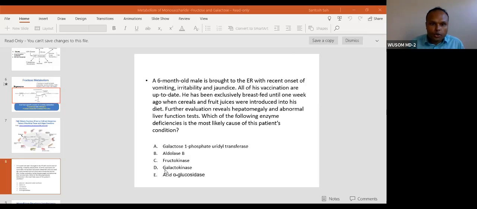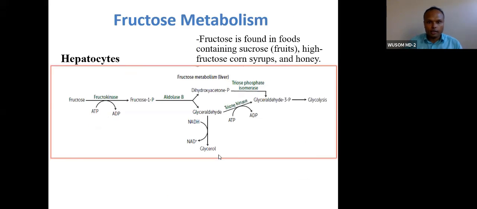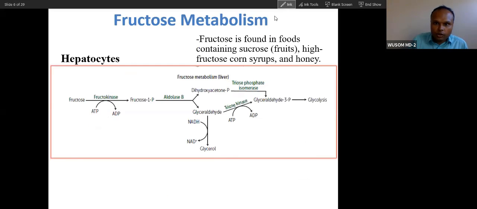Why did you choose aldolase B? Why is it B? Because I have already given you a signal here. Maybe because of that. So I have already given you this signal. The disorder of fructose metabolism involves these two enzymes, fructokinase and aldolase B.